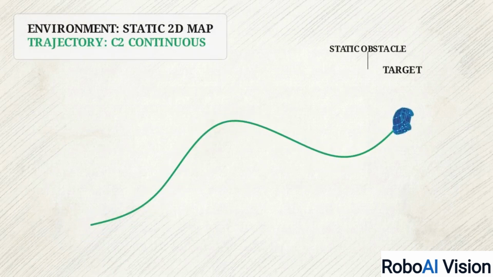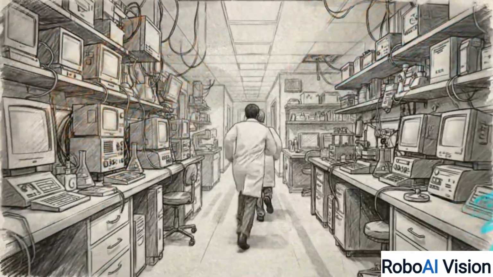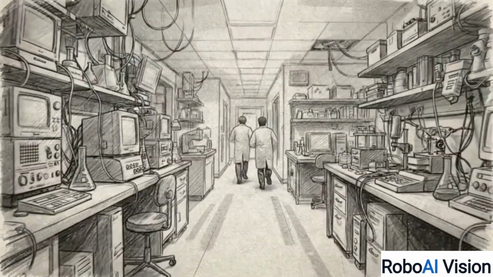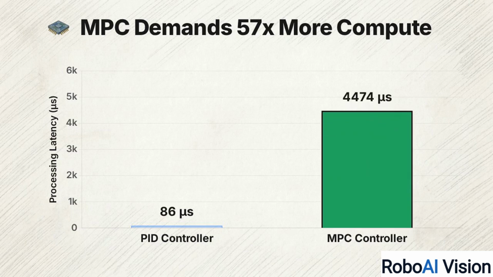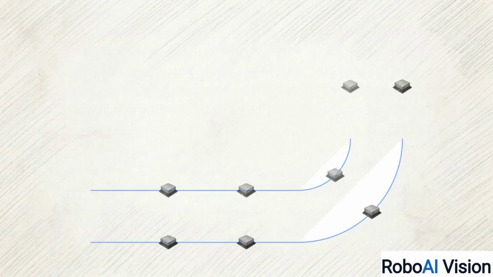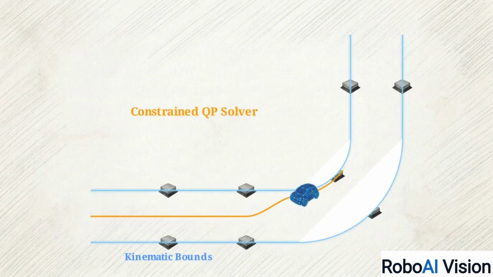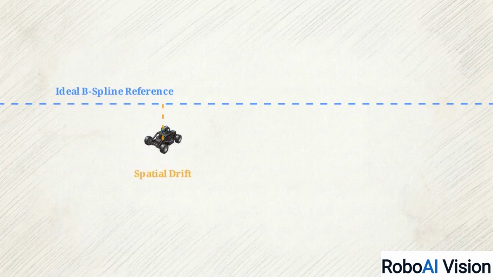In a physical deployment, the robot faces dynamic obstacles and sensor noise that can disrupt perfect state estimation. There is also a computational cost. The MPC currently requires 57 times more processing time per step than the PID controller. To improve this, the control system needs to transition to a constrained solver that can rigorously enforce kinematic boundaries. The system also requires an extended Kalman filter to manage the spatial drift that occurs in the real world.